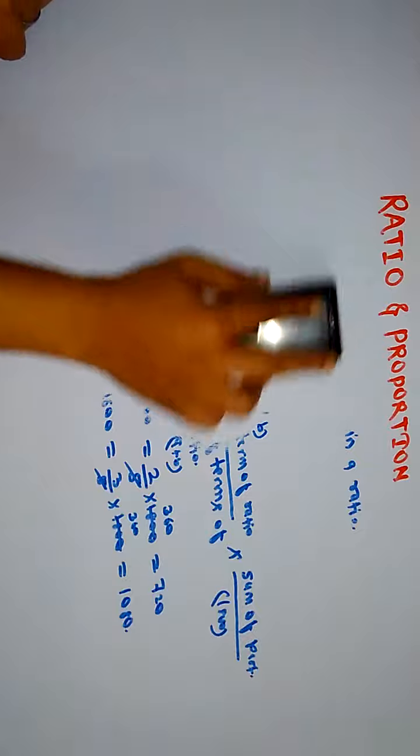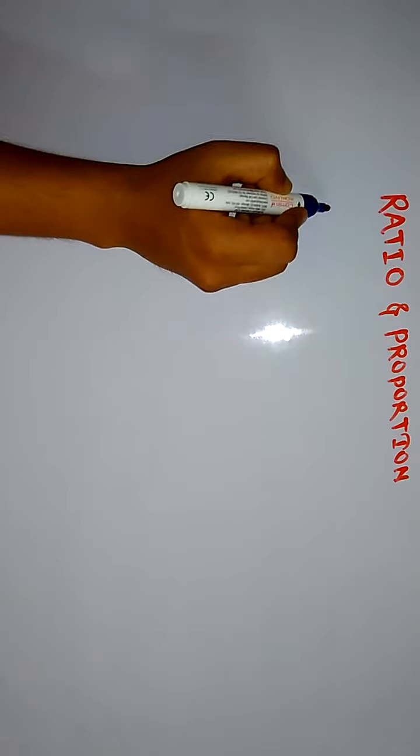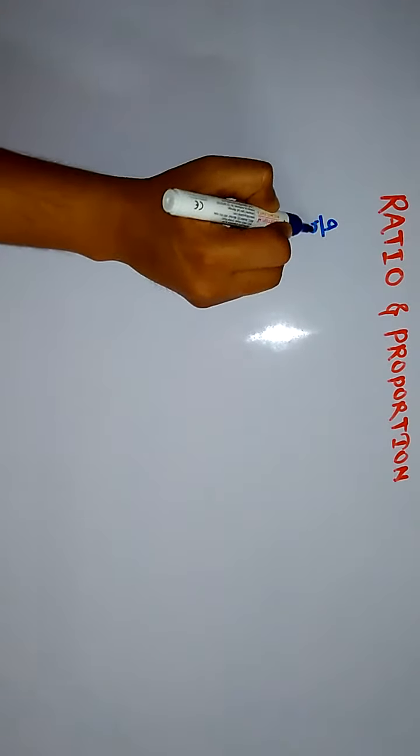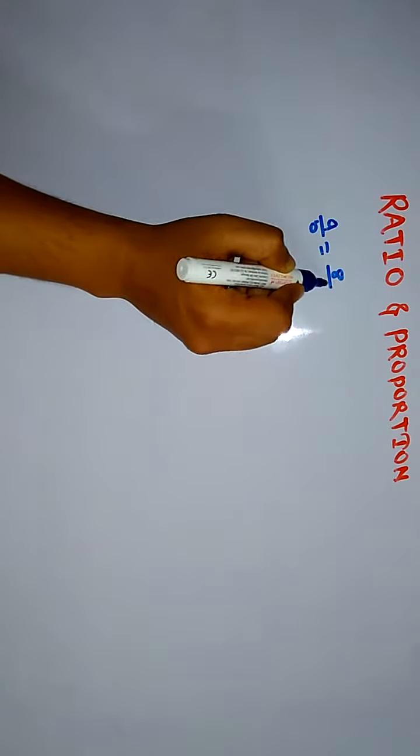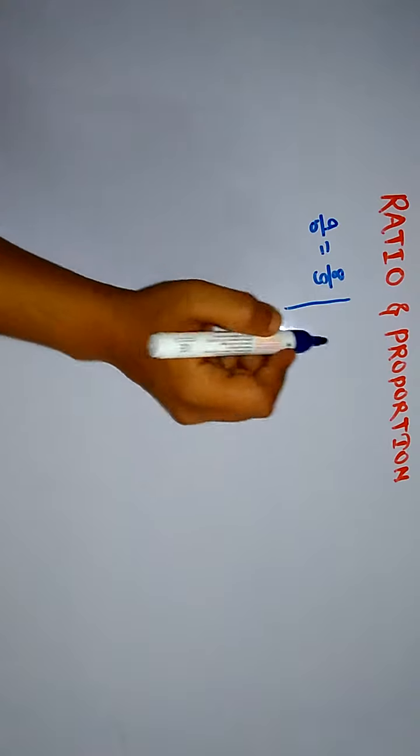Now we will solve some basic problems of ratio. Suppose it is saying that two numbers have a ratio of 8:9, and it is given that the sum is 119.